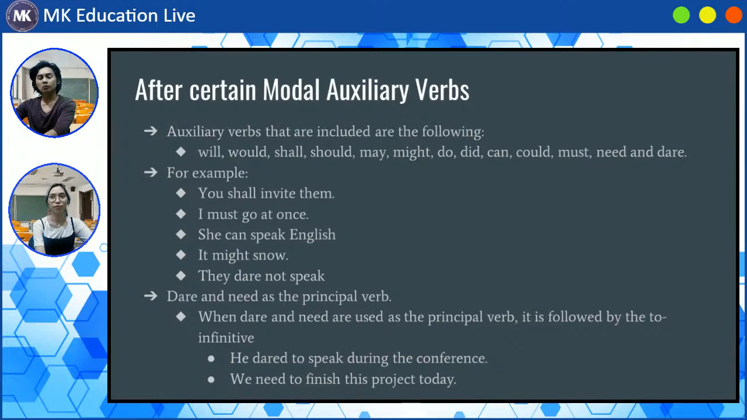Now we'll learn about when to use bare infinitives after certain modal auxiliary verbs. Auxiliary verbs that are included in this classification are the following: will, would, shall, should, may, might, do, did, could, must, need, and dare. Examples of this used in a sentence are: you shall invite them, I must go at once, she can speak English, it might snow, and they dare not speak.